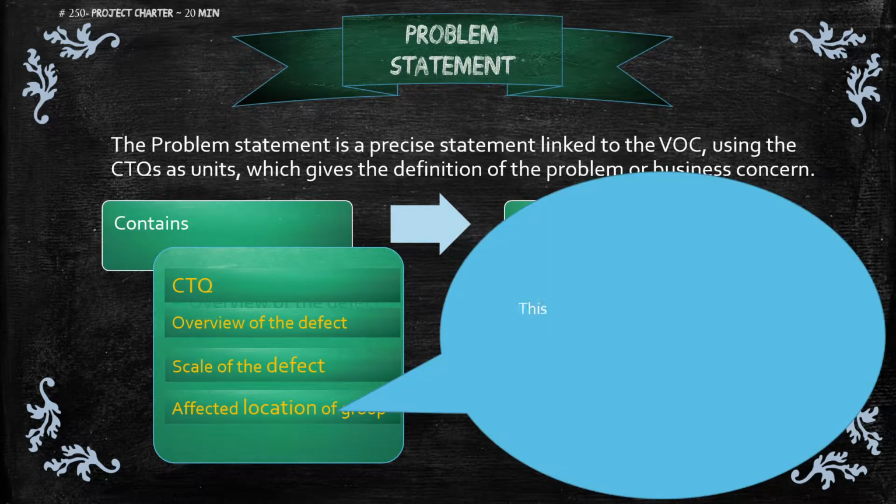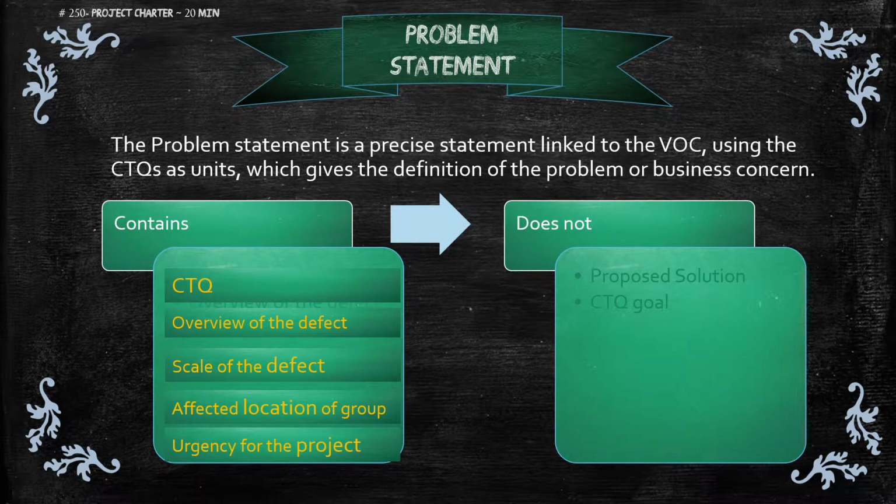Next is, affected location or group. This gives the affected process. For example, in our problem the impact is happening in the customer service queue.